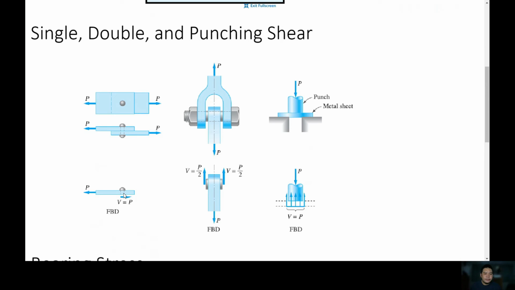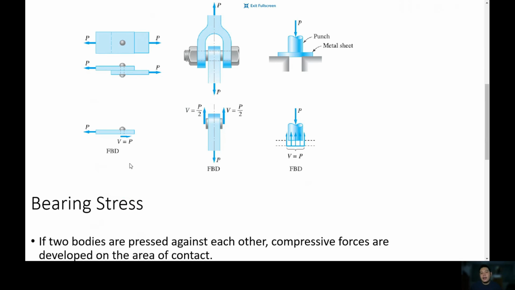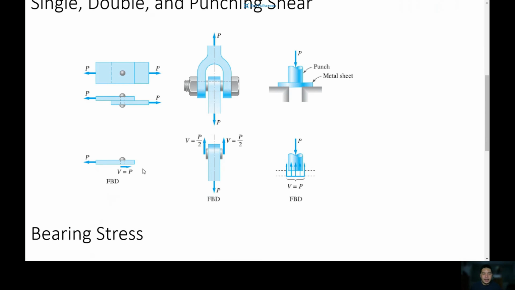So when it cuts the bolt, it is single shear only. Okay, so the force is applied, and the force that is resisted by the bolt is basically also force P, in which case that will be our shearing force.